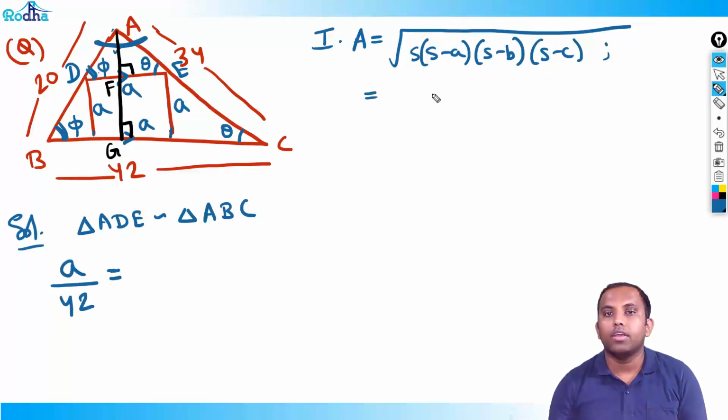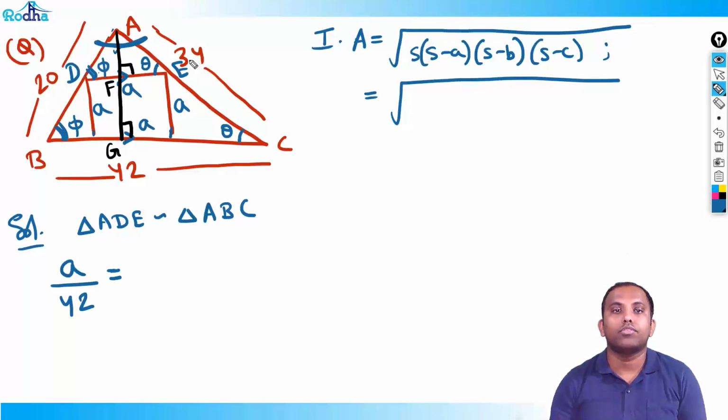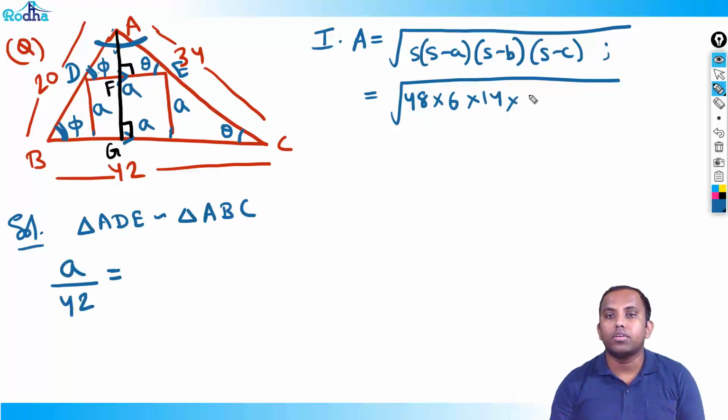So what is the area here? What is S here? S is 20 plus 34, 54, plus 42, 96. So S is 96 by 2, which is 48. So S is 48 here. Now 48 into S minus A. What is S minus A? 48 minus 42 is 6. Now S minus B: 48 minus 34 is 14. S minus C: 48 minus 20 is 28.